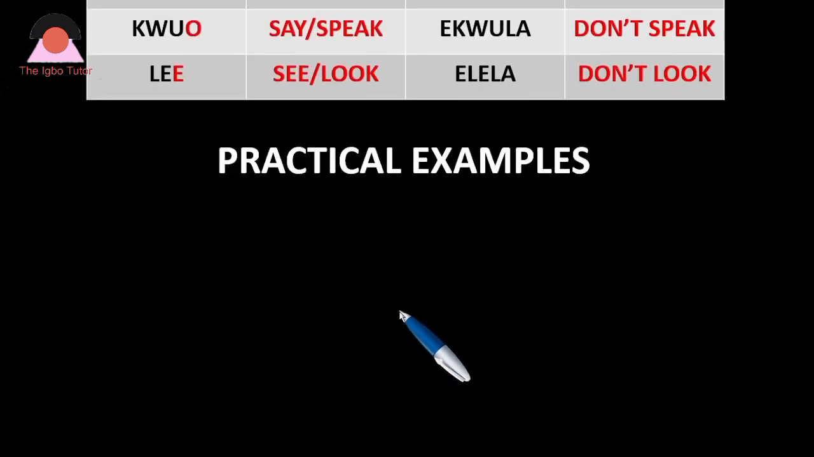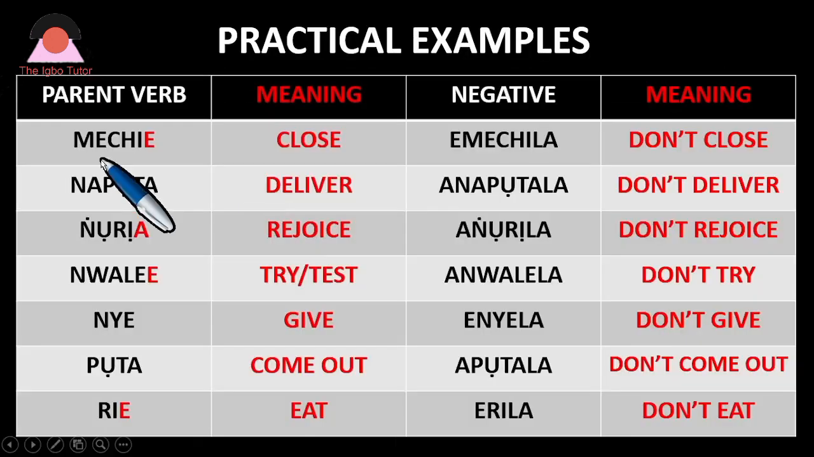We move on for more examples. And what do we have here? We have mechie, meaning close. Negative instruction, emechila. We move on. Next is napota, meaning deliver, especially from danger. Negative instruction, anapotala, don't deliver. Move on to the next one, which is ngorea, meaning rejoice. Negative instruction, angurela. Move on.